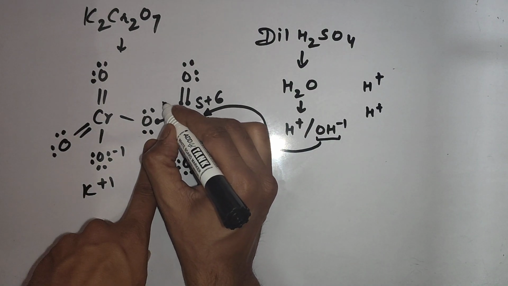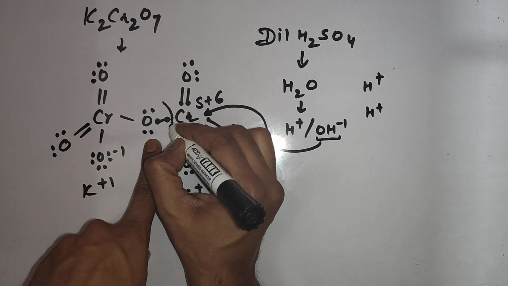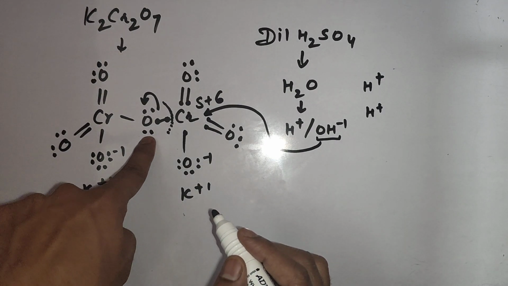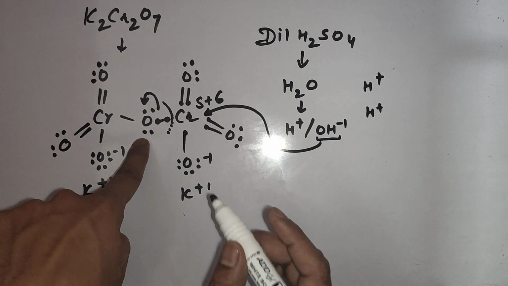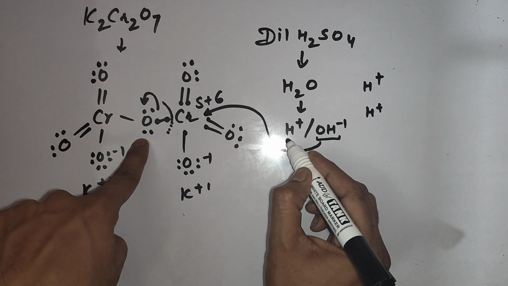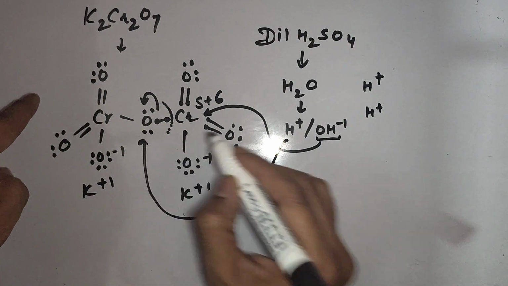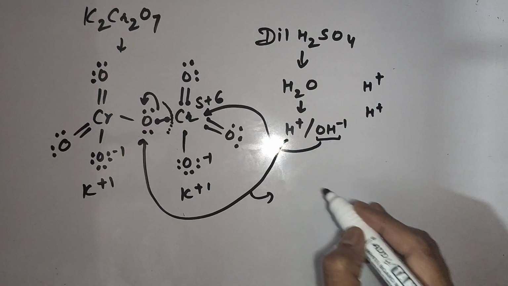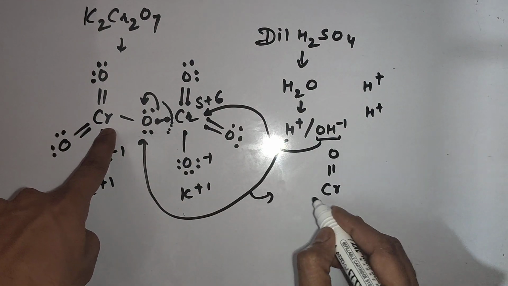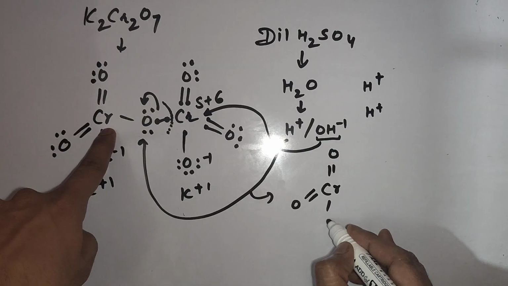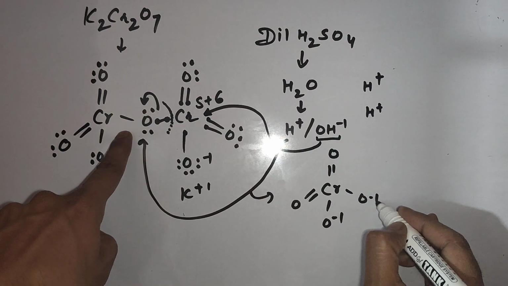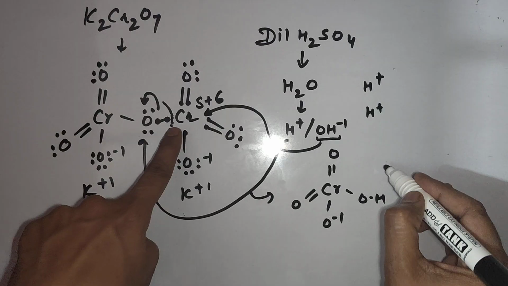From here, the bond will break, due to which this oxygen will become negative because it is getting an extra electron, which will be satisfied by H positive. So here we will have a generation of two new particles. First I am writing this one. This oxygen has a negative charge. Here we will have OH. Same condition from this side.